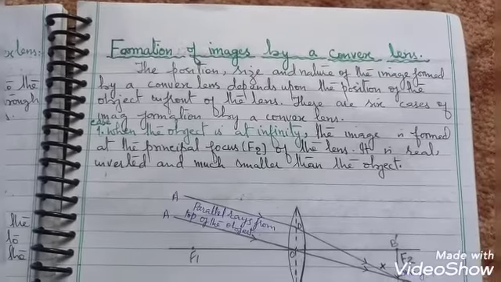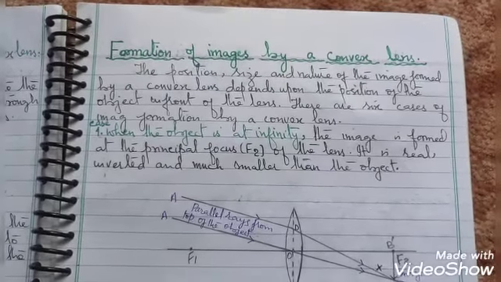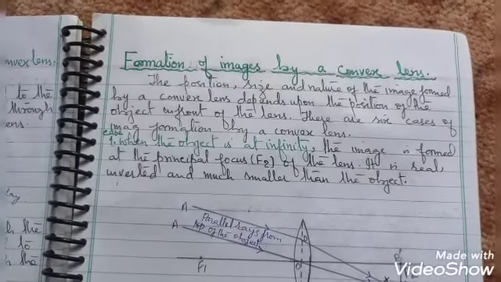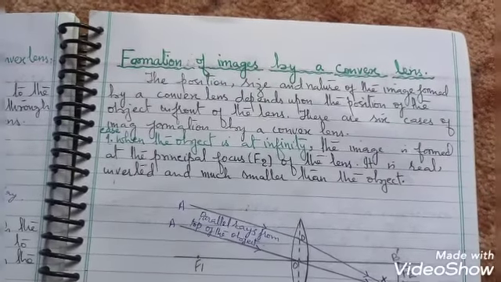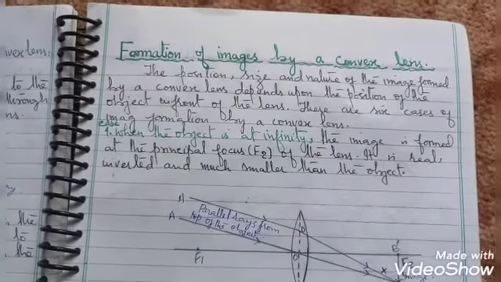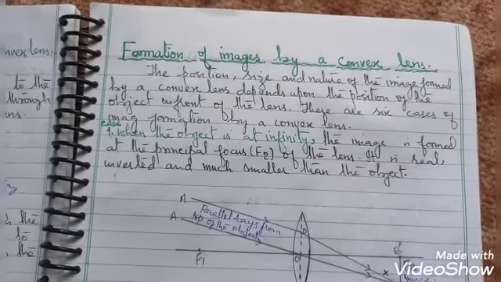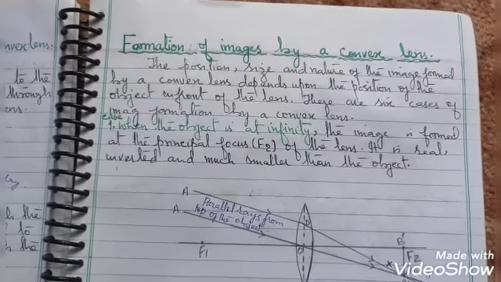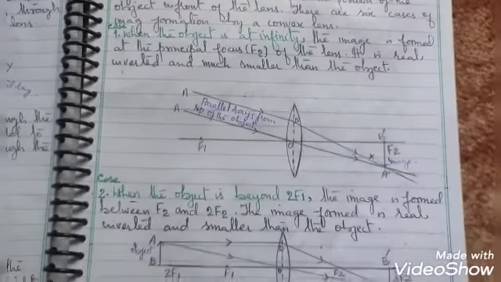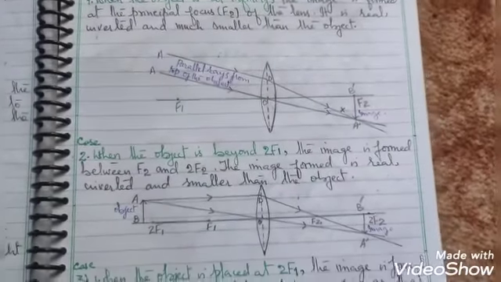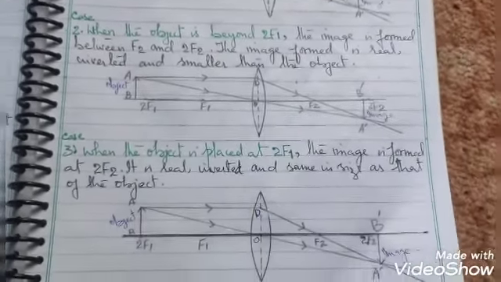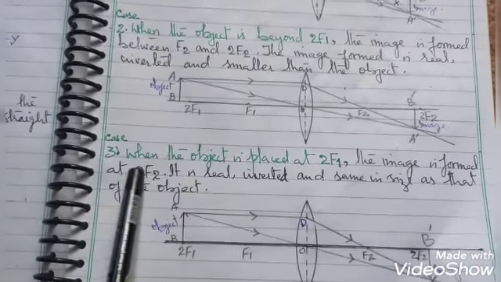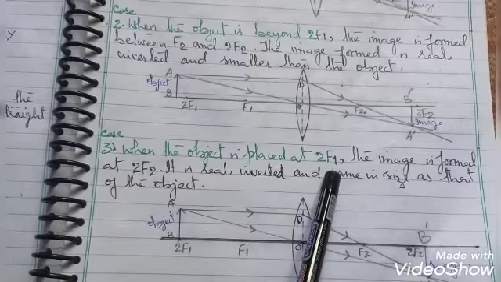Dear students, today our topic of discussion is formation of images by a convex lens. In the previous class we know that when the object is placed at different distances from a convex lens, different types of images are formed. We already know that 6 types of images are formed by a convex lens. Two of the cases we had discussed in the previous class. Today we will discuss the third case. Third case is when the object is placed at 2f1.